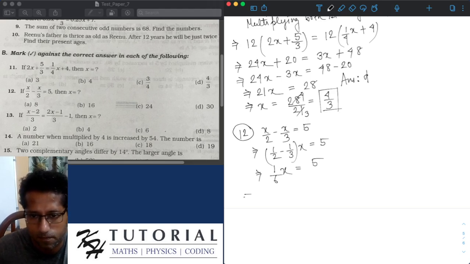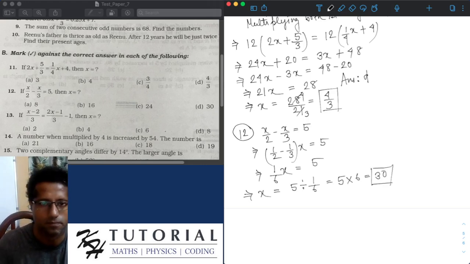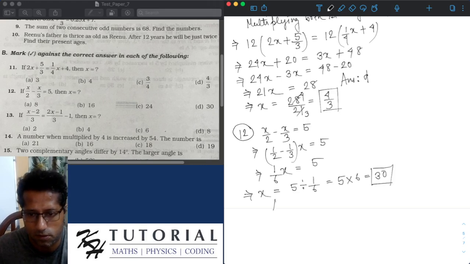This implies x is 5 divided by 1 by 6. This is 5 multiplied by the reciprocal of 1 by 6, that is 6. This is 30. So x is 30. So the correct choice is D.